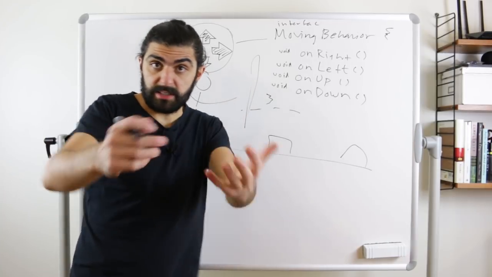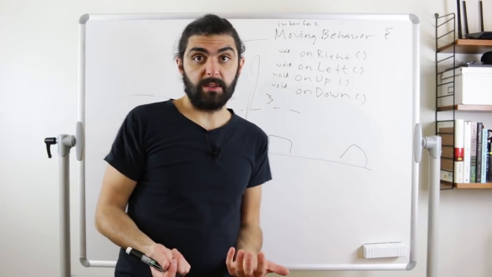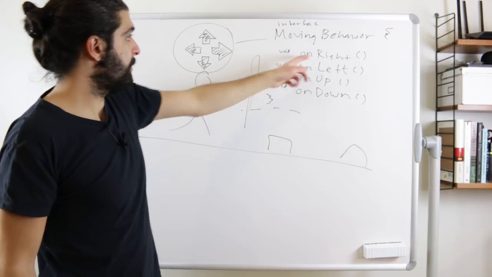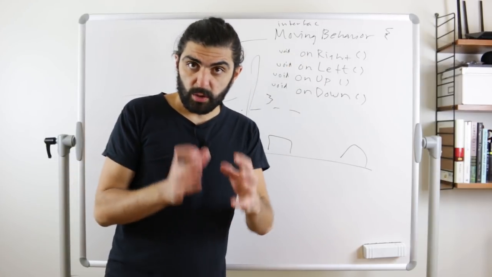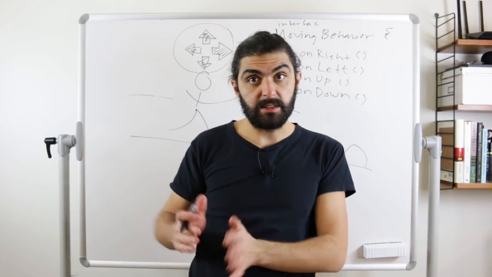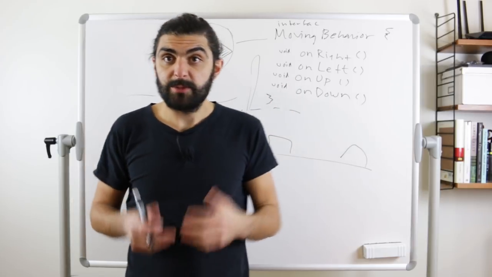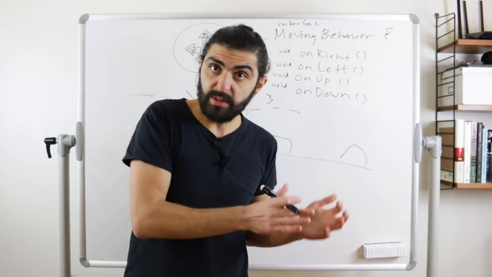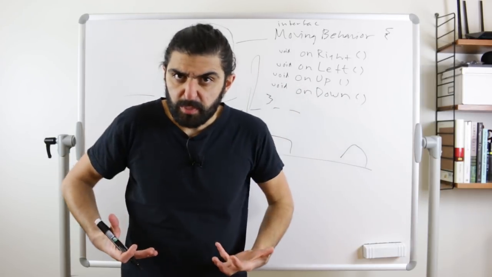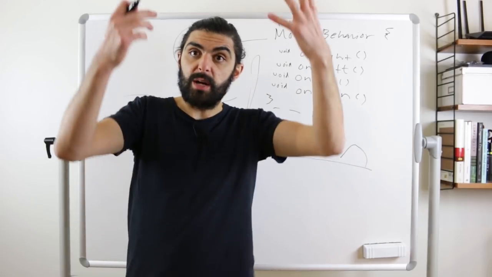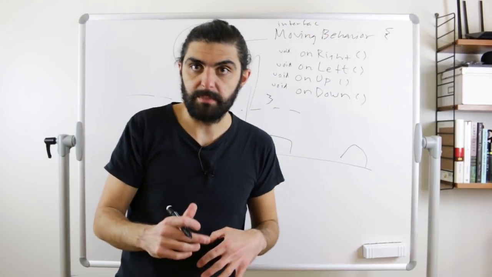One of them would, for example, then be normal moving behavior. So maybe the moving behavior for on right changes the coordinates of the player slightly to the right, and on left changes the coordinates of the player slightly to the left, and then on up supplies force to the player so that it jumps and then is pulled down by gravity, for example.